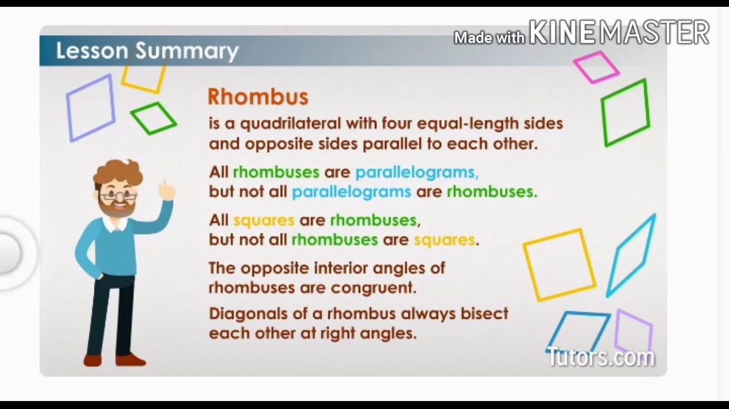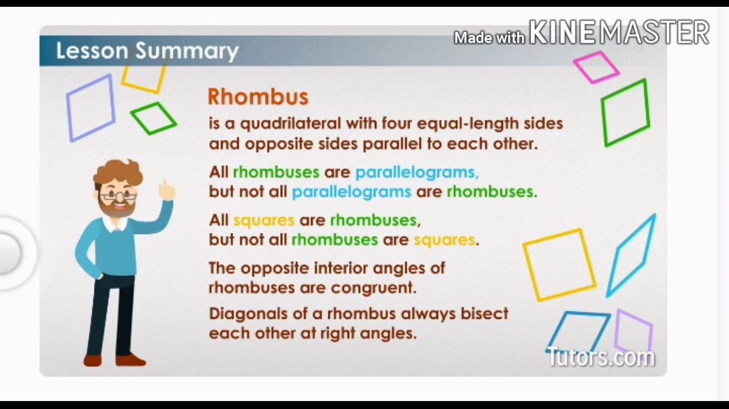Good morning students. Last week we learned about the measurement of a parallelogram. This week we are going to learn about the rhombus. A rhombus is a quadrilateral with four equal length sides and opposite sides parallel to each other.